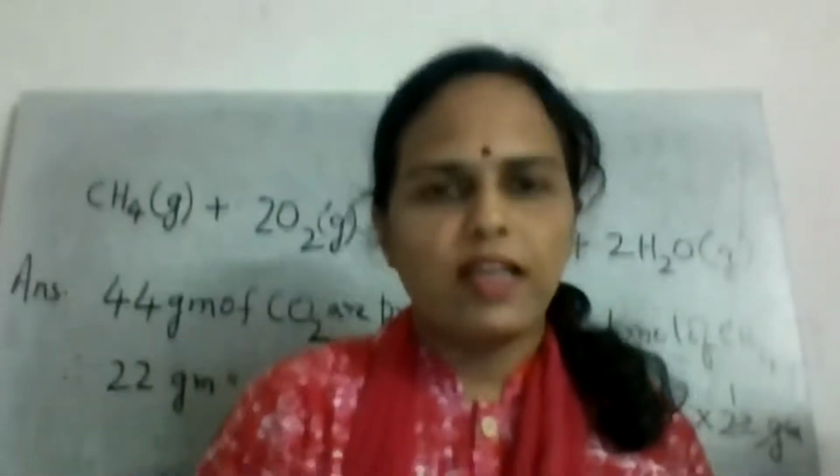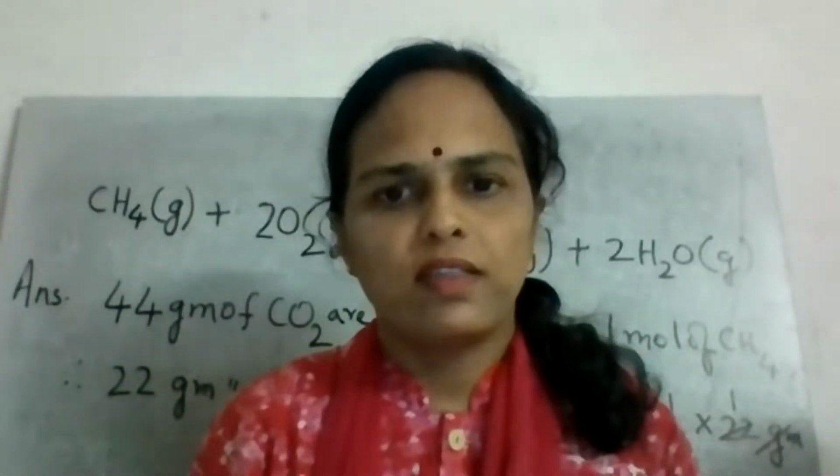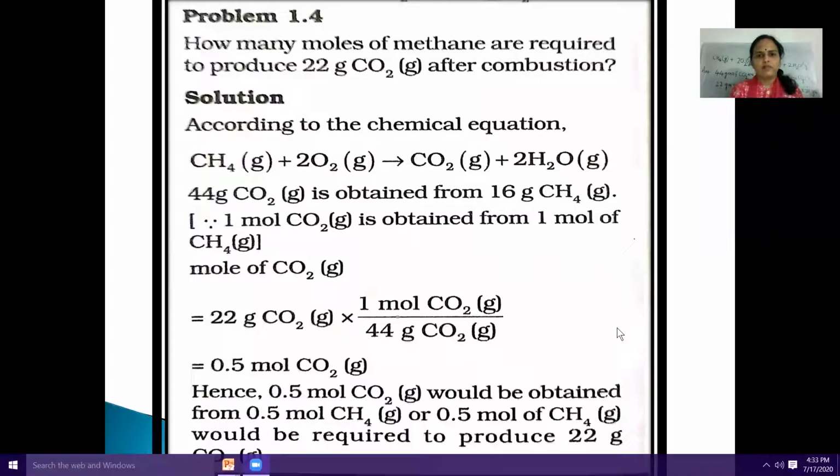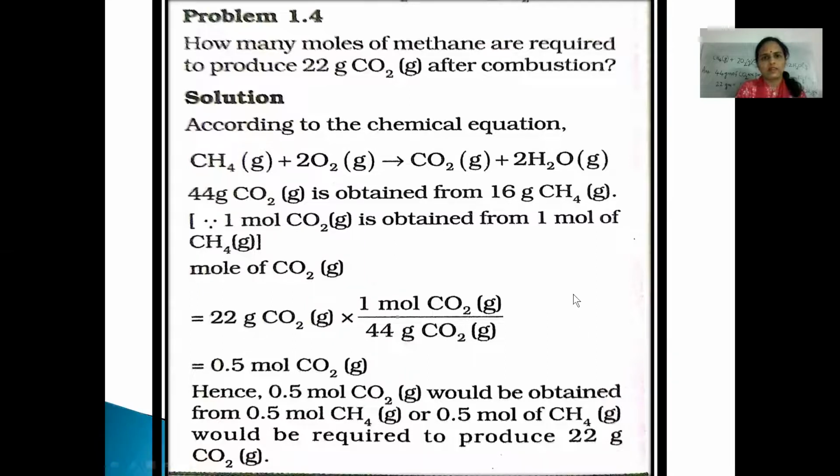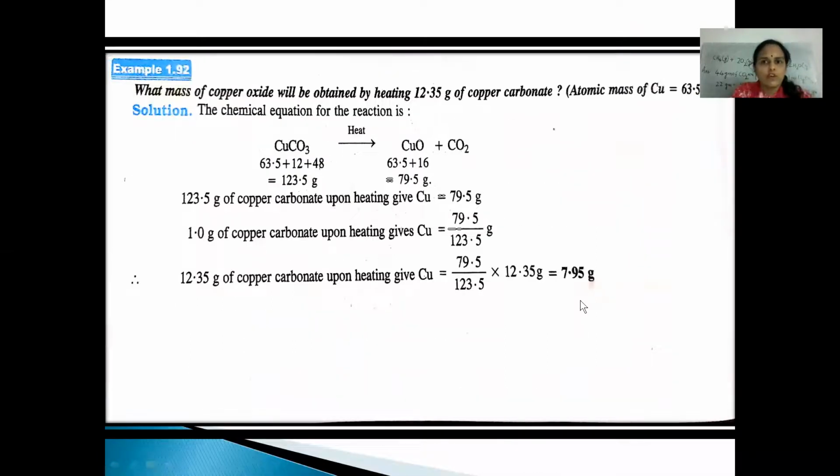Yes, let us go for the next part now. And the next numerical is the question you see here. I'm showing you on my screen. What mass of copper oxide will be obtained by heating 12.35 grams of copper carbonate? Atomic mass of copper is 63.5. So you'll write this equation: copper carbonate on heating gives copper oxide plus carbon dioxide. So write the equation first, the stoichiometric relation, and then see whether it's balanced or not.